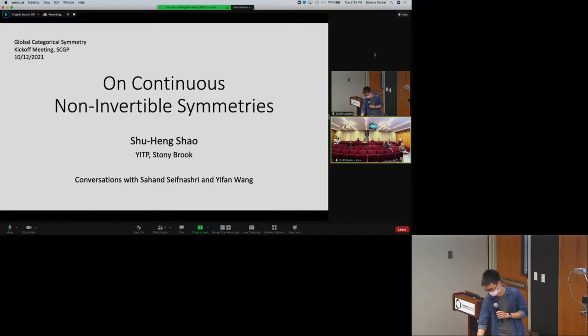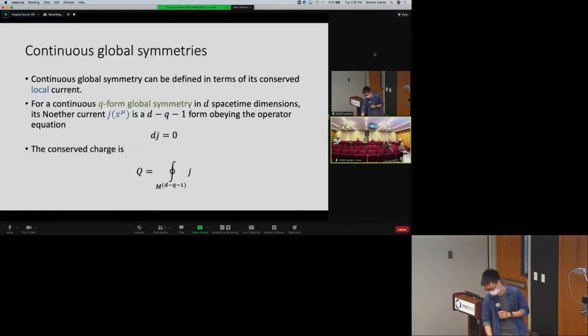It will be about continuous non-invertible symmetries. So the first slide is very easy. We all know that for continuous ordinary global symmetry, we can define it in terms of the conserved local Noether current. And for continuous Q-form symmetry, we will have a higher current that is a d minus q minus 1 form, obeying the conservation equation. And we take that current, we integrate it on the appropriate manifold, we get a conserved charge, which is topological in Euclidean spacetime.